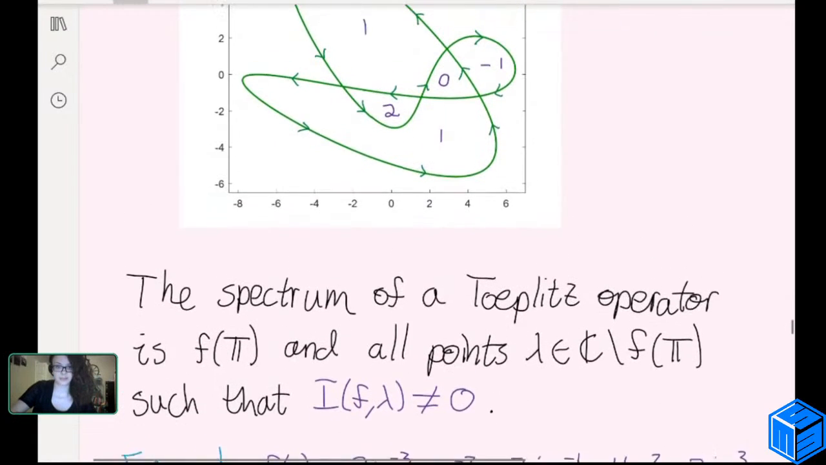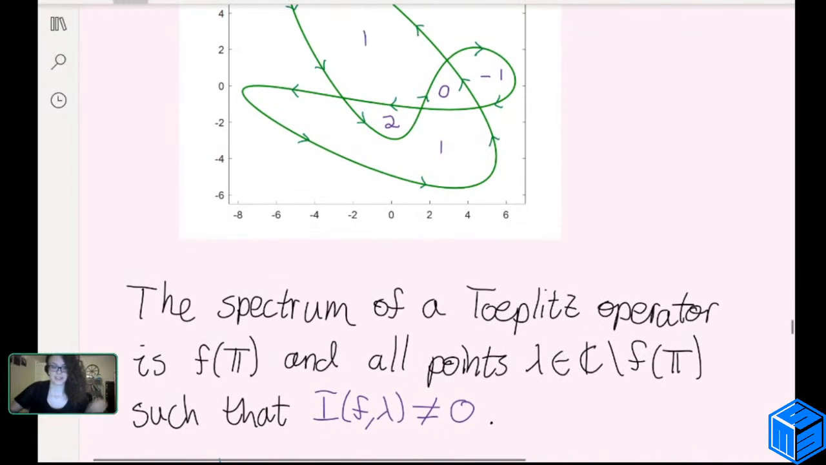And the spectrum of a Toeplitz operator now is the image of the circle under f. So it is the symbol curve, along with all of the points in the complex plane, except for the symbol curve, where the winding number is not equal to 0. So a non-zero winding number means that it's also in the spectrum.